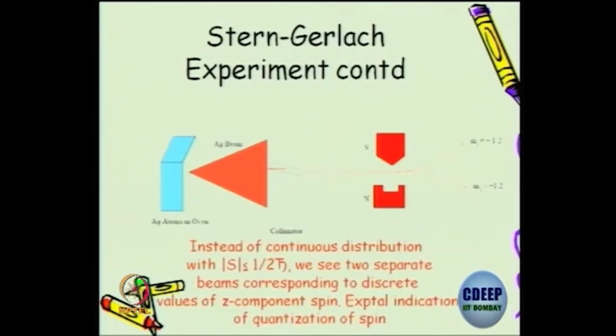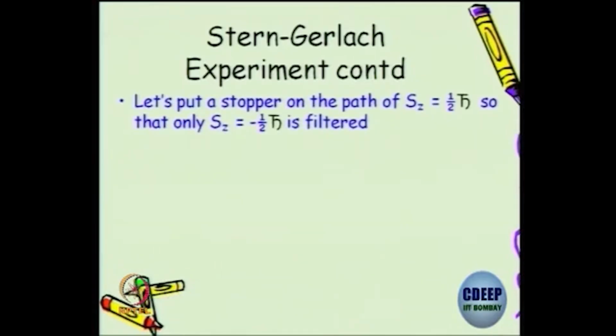Okay, so you can do one thing here: you can put a stopper to prevent this beam from going further. You can just absorb it and filter so that only the magnetic spin quantum number minus half keeps propagating. So, you can put a stopper here. Let us put a stopper on the path of Sz equal to plus half h cross, so that only Sz equal to minus half h cross is filtered. You can do this kind of filtering of the beam coming in one direction.